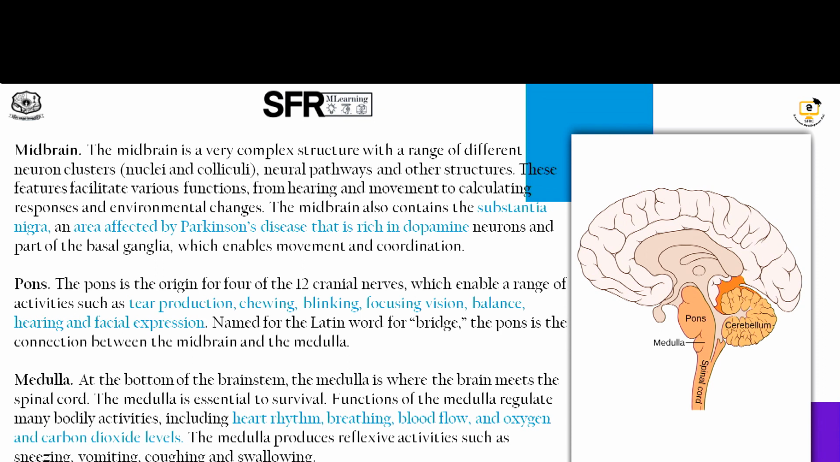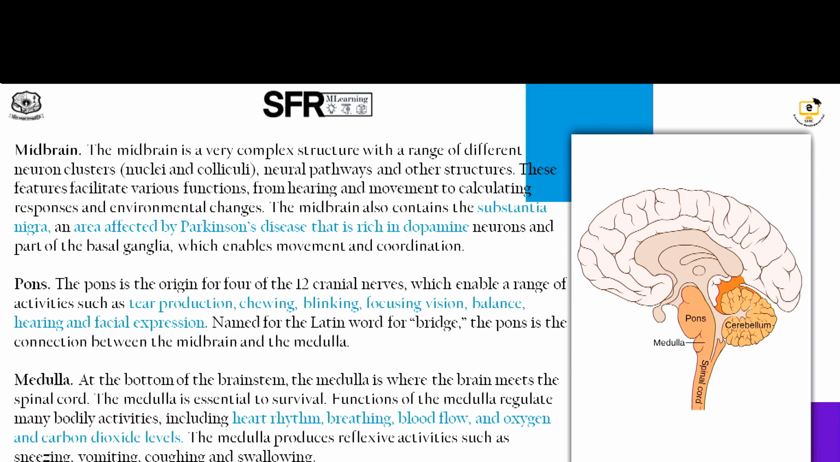Coming to the hindbrain, it is the lower part of the brain, consisting of the medulla, pons and the cerebellum. In this we will cover the pons and the medulla. Your medulla is a small, soft part which elongates along the spinal cord, and thus it is called medulla oblongata. That is the lower part of the brain and the uppermost part of the spinal cord.